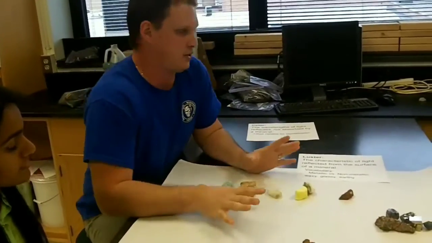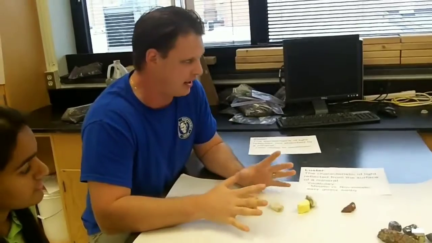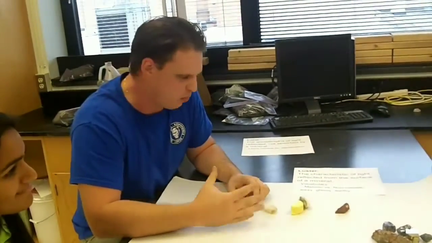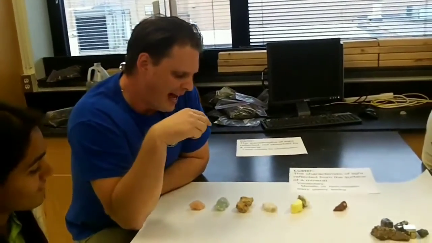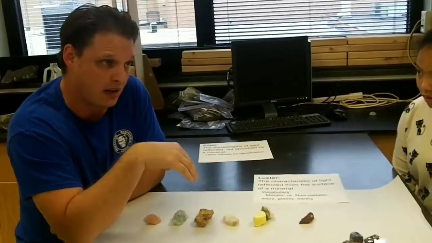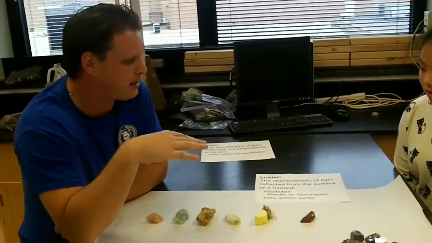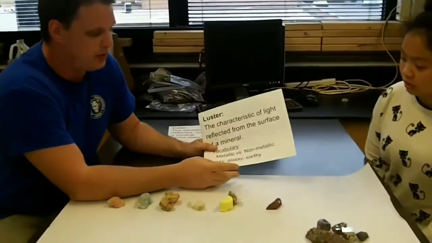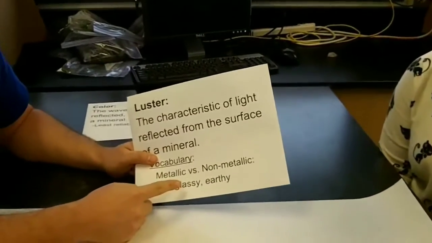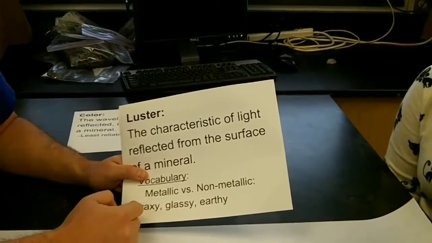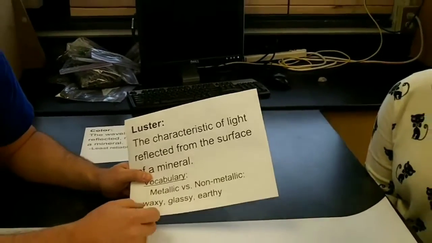Now, if we thought this was really easy, there's another layer here. It's not complicated, but there's more. I'm going to further subdivide non-metallic by how it reflects light, and I'm going to use these special terms: glassy, waxy, and earthy.